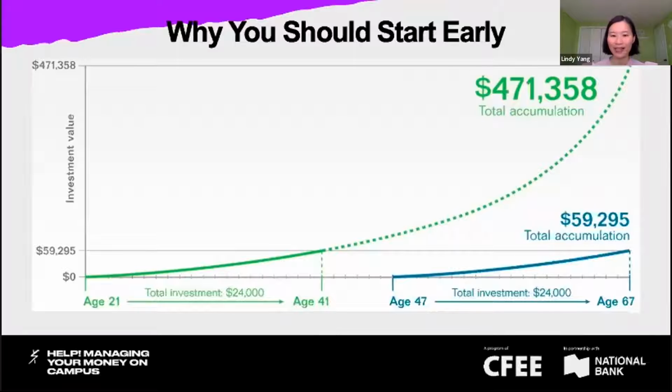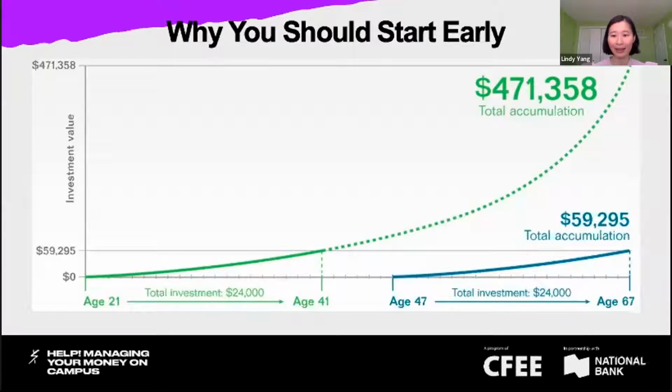Let's say the first investor, Early Bird Earl, who is represented by the green line, has decided to start early and invest $100 a month from age 21 to 41. At age 41, they stop contributing money to their account and let compound interest take over entirely. By age 47, the account has grown to over $400,000.